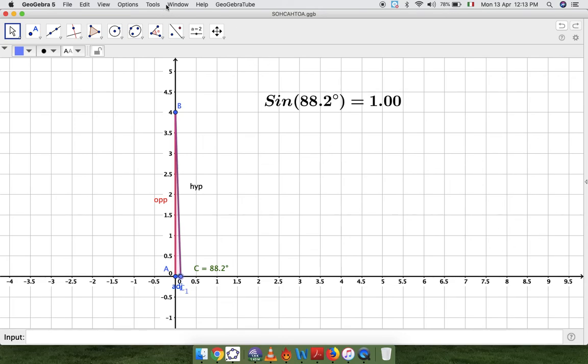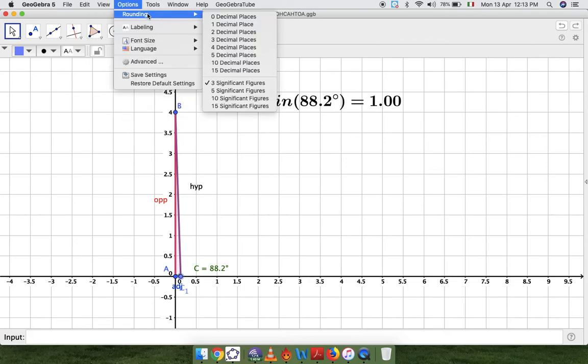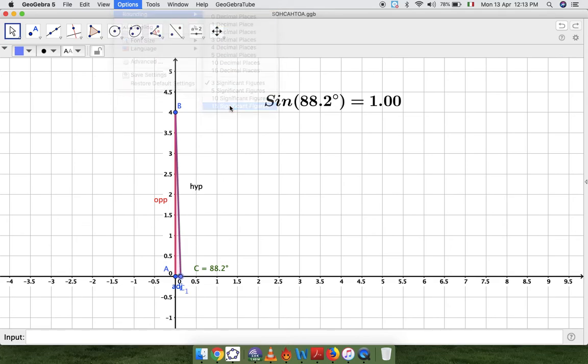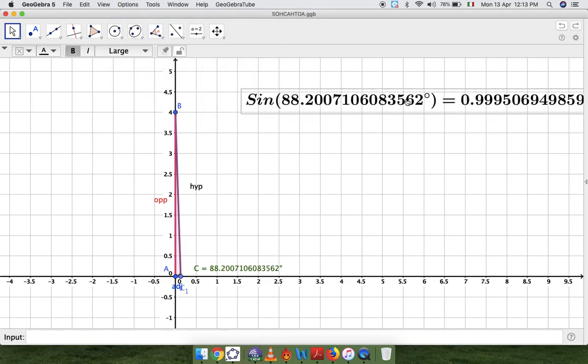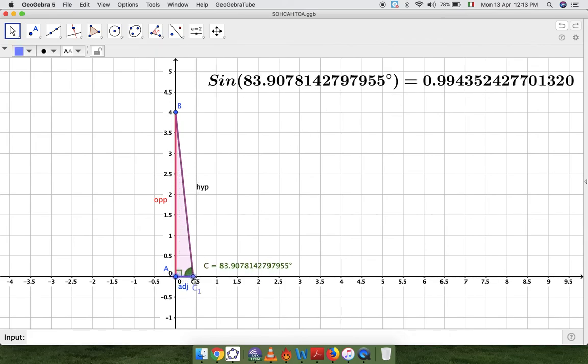I can even change it here. How about 15 significant figures? Look at that. You can see it's not quite 1. So don't worry about it. You're never going to have to go to 15 significant figures, okay? But I'm just doing it to illustrate the purpose here.